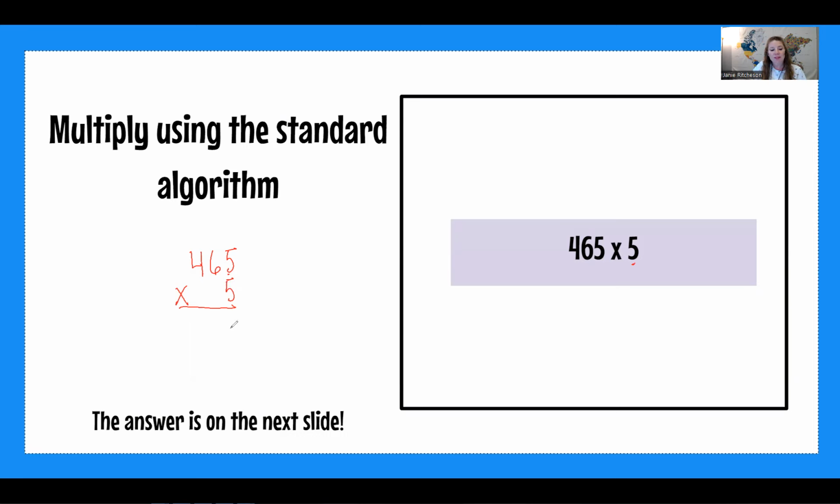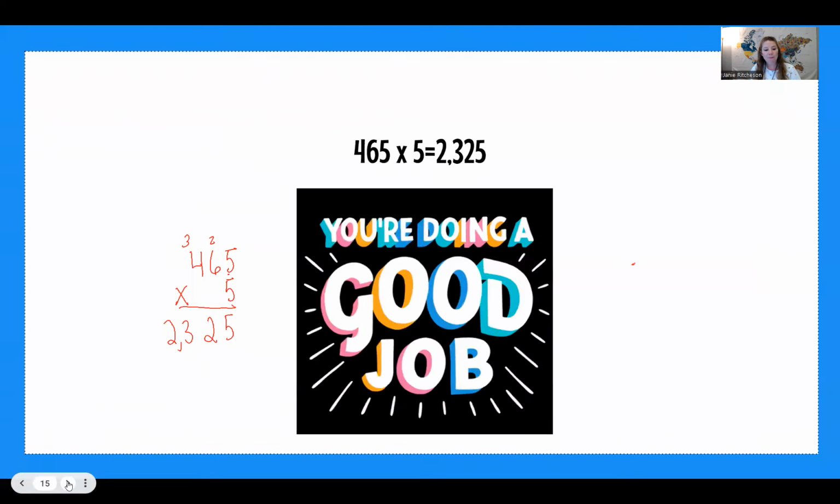So 5 times 5 is 25. Line those numbers up right over each other. You write down the last digit. 5 times 5 is 25. Carry the 2. 5 times 6 is 30 plus 2. 30 plus 2 is 32. Carry the 3. And then 5 times 4 is 20, and 20 plus 3 is 23. And that's our final answer. 465 times 5 is 2,325. Yay, we got it right. Good job, good job.